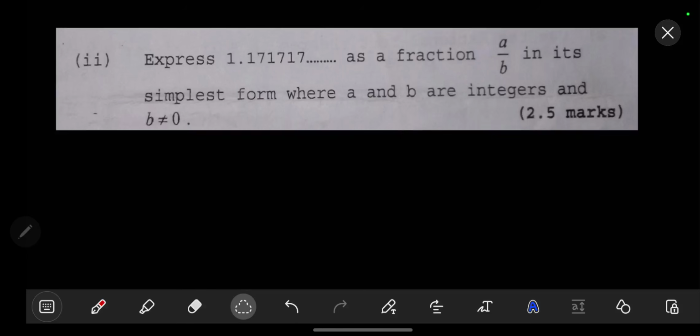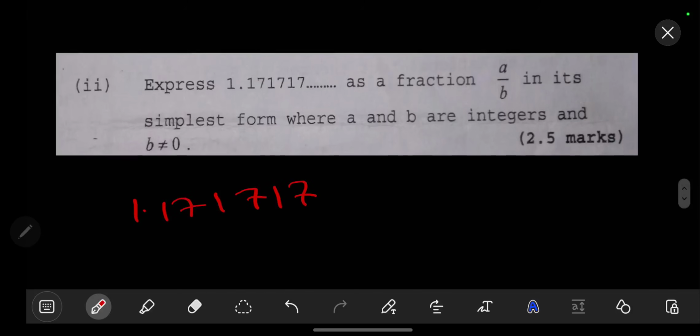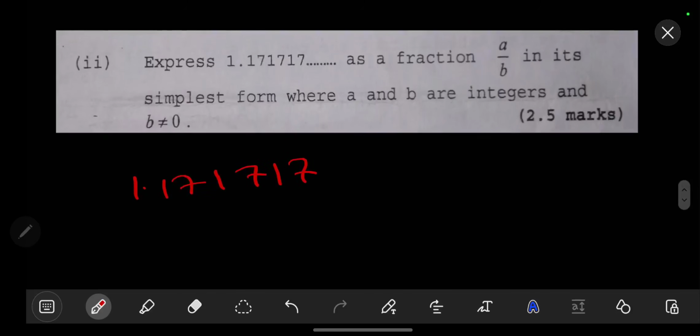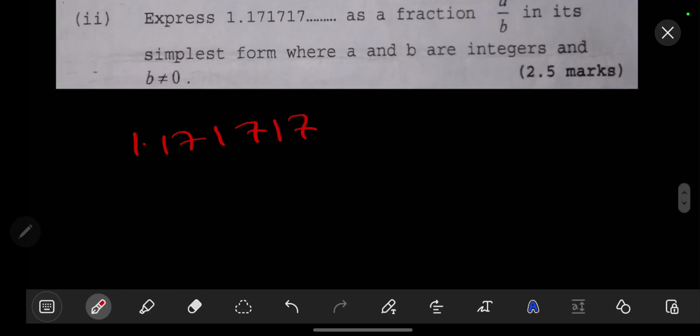Looking at our second question, it says that express 1.171717 as a fraction A over B in its simplest form, where A and B are integers and B is not equal to 0. So to solve this one, 1.1717 is the same as writing 1 point, the repeating, so 17 is repeating, so we can put a bar like that.